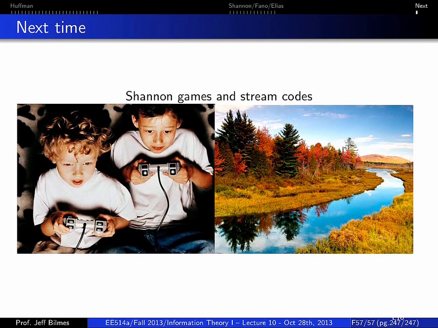On Tuesday, what we're going to do is play games, and this is where we're going to have a little bit of fun. We're going to look at Shannon games and stream codes. So here's the games and here's the stream codes, and the question is, what do games and stream codes have to do with each other? We will find out. Come to tomorrow's lecture.